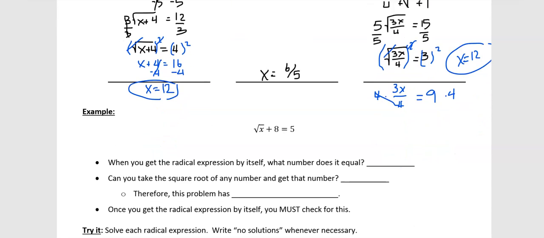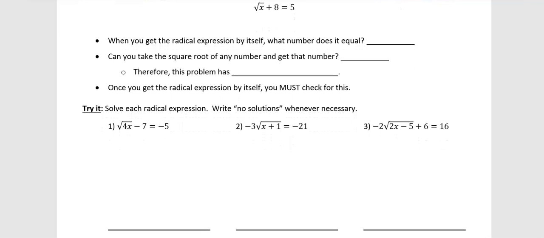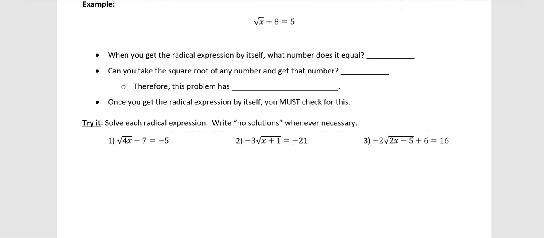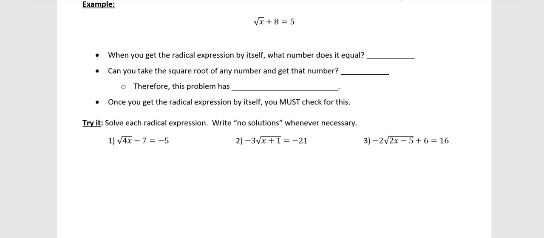Alright, moving right along, we have what happens if it's just not as pretty as the first couple. Okay, there is one thing you do have to keep in mind, and it's right here. If I start to solve this, there's my radical expression, so my 8 needs to go. So here's where I am: square root of x equals negative 3. When you get the radical expression by itself, what number does it equal? It equals a negative 3.